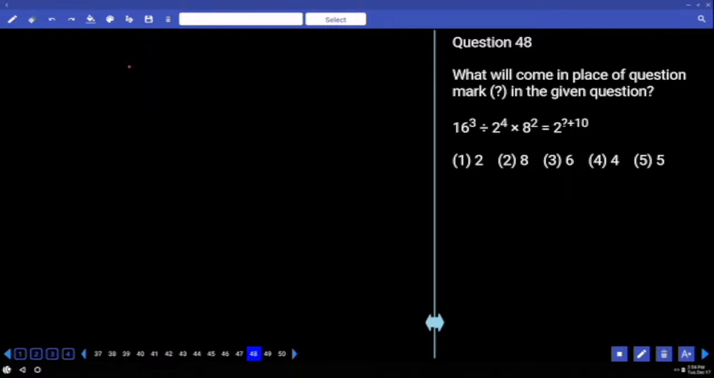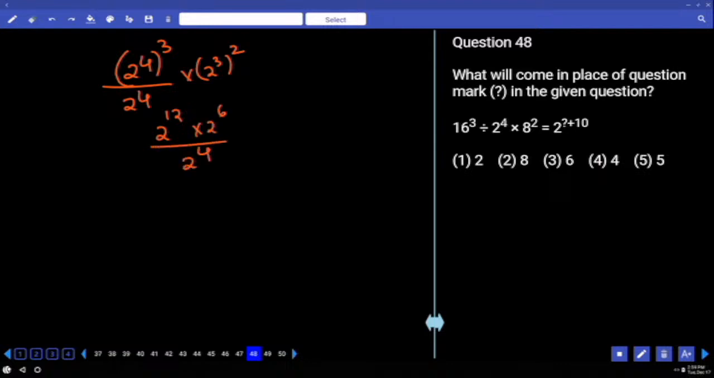2 power something అడిగారు. 16 means whole cube by 2 power 4. 8 means whole square. 2 power 12 into 2 power 6 by 2 power 4. 12 plus 6 ఏమా 18 minus 4, 14 రావాలి అంటే 10 plus how much? Respond 4 your answer. In place of question mark 4 will come.